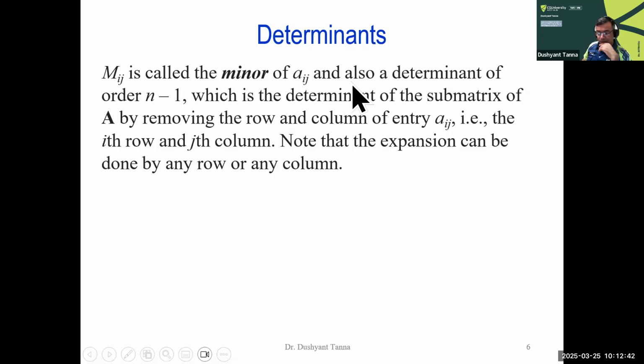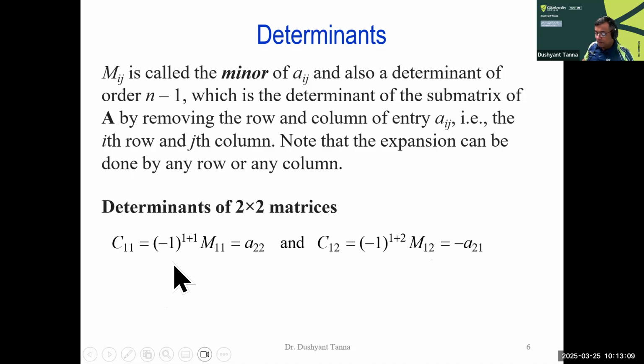Mij is called the minor of Aij, which is also a determinant of one lesser order. So if it was 3 by 3, the minor is a 2 by 2. If it was 2 by 2, the minor is 1 by 1, right? You remove the ith row and jth column. Like I said, it will not make too much sense right now. It's better we dwell into an example and things will start getting clear.